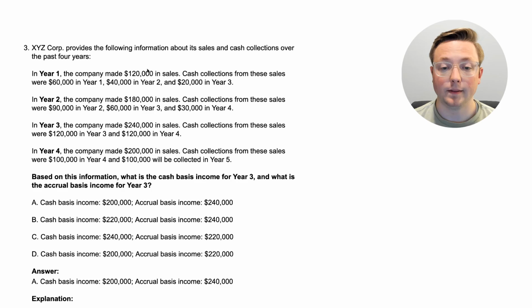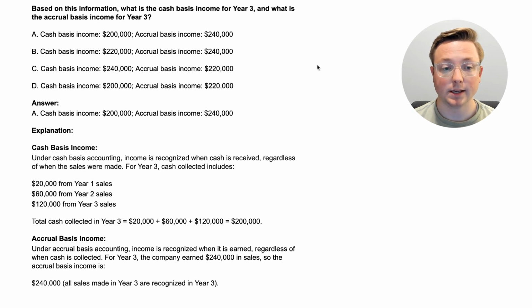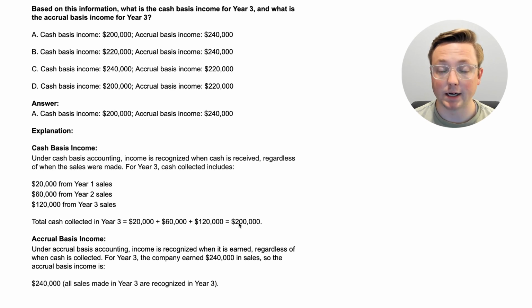So year 1, they had these sales, $120,000 in sales, but they didn't collect cash for these sales until the following years. Year 1, they collected $20,000 in year 3. For the year 2 sales, they collected $60,000 in year 3. For year 3 sales, they collected $120,000 of those sales in cash in year 3. So that's what we were looking for when it comes to cash. We were just looking for the cash that was collected in year 3. So with that knowledge, we were able to calculate the $200,000 cash income.